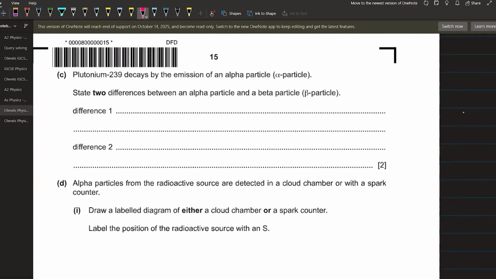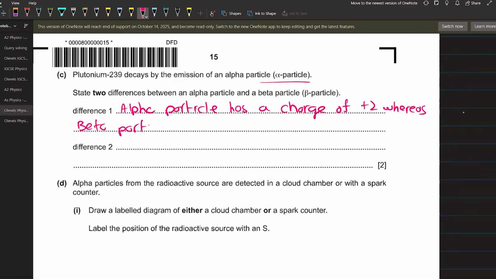Plutonium 239 decays by an emission of an alpha particle. State two differences between an alpha and a beta particle. Differences क्या होते हैं alpha और beta particle में? You can first of all write alpha particle has a charge of +2, whereas beta particles have a charge of -1.